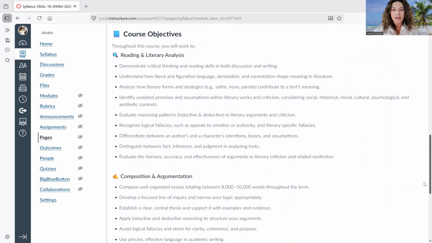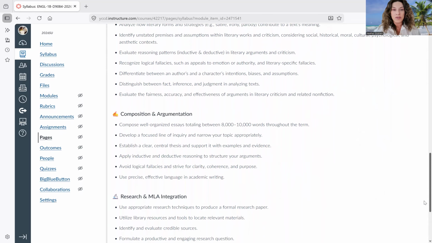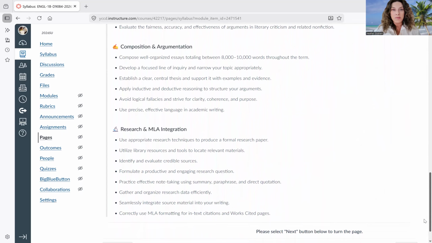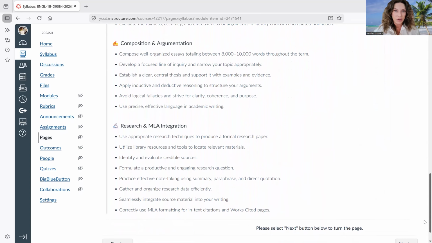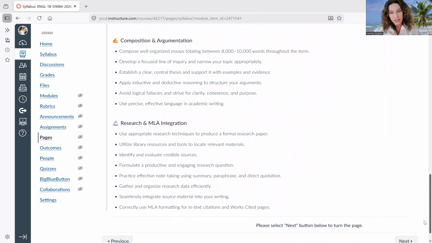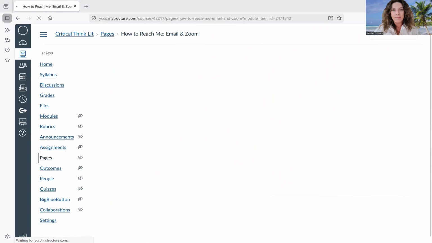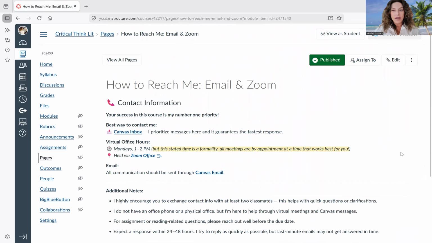However, I would ask you to read through the course objectives, what the course will be built on, which is the composition and argumentation factor, and then also research and MLA integration, which hopefully you did learn in English C1000 or English 1A. If not, I have some resources for you. Don't panic. We'll get to that in just one moment. For now, we're going to stick with the syllabus.